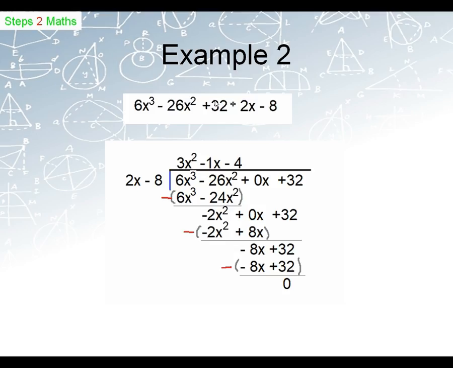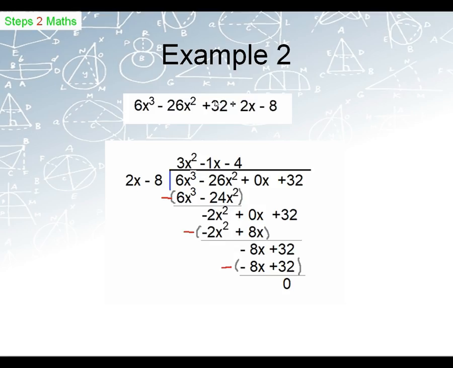So what we do is we put in a 0x. So we can see there in our dividend we have 6x cubed minus 26x squared. We put in a plus 0x where there was no x, and then put the 32 at the end. Okay, so we want our polynomial to be in order like that. It has to be the cubed, then the squared, then the x, and then the constant. And we divide by 2x minus 8, and we just do exactly the same process as before. So let's see what happens.